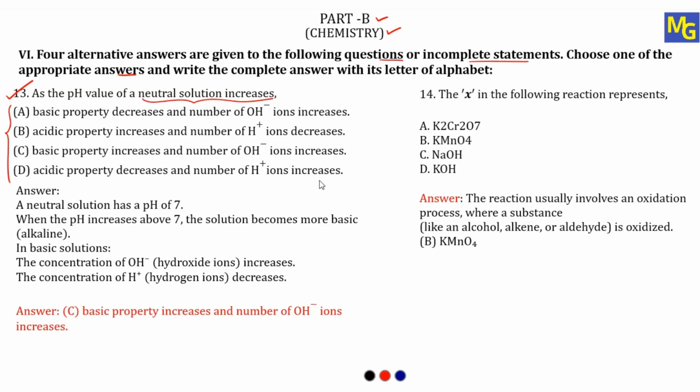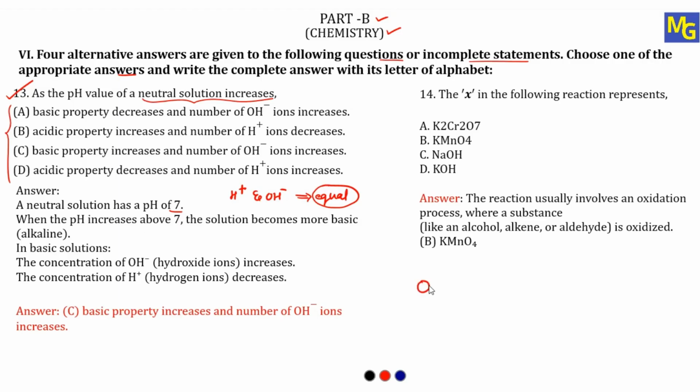Now see here, it is very tricky, but it's very simple. What is the answer for this? First, find out what a neutral solution is. What is the pH of a neutral solution? The neutral solution has pH 7. And whenever the solution is neutral, the concentrations of H plus ions and OH minus ions are both equal. Remember this. Whenever the solution is neutral or the pH is 7, the H plus ion and OH minus ion concentrations are equal. Now we are going to increase the pH above 7.